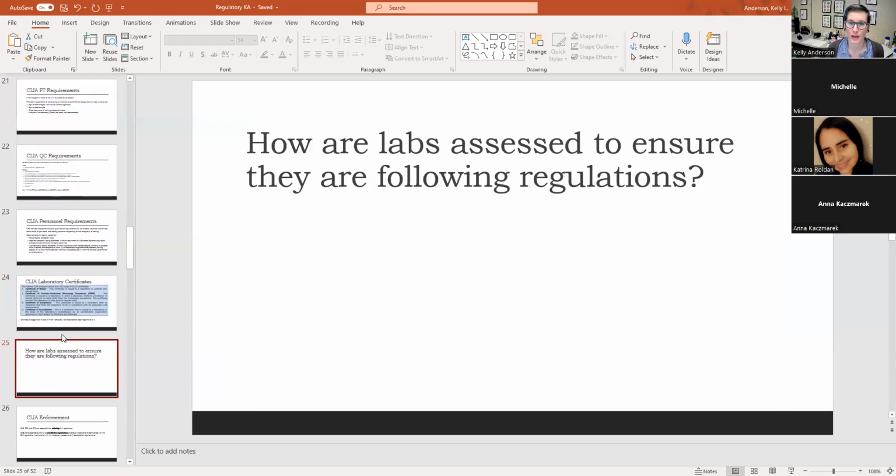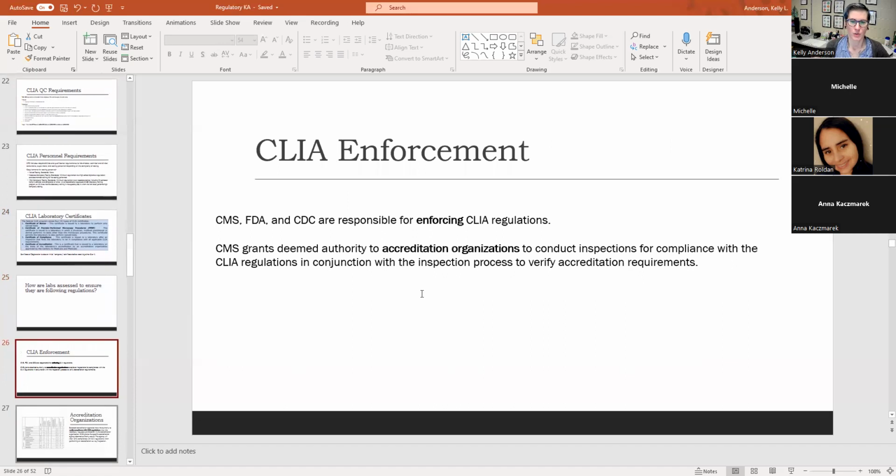Okay, so how are labs assessed to make sure that they are following the regulations that they're supposed to be following? There is CLIA enforcement. CMS, FDA, and CDC are responsible for enforcing CLIA regulations. CMS grants deemed authority to accreditation organizations to conduct inspections for compliance with the CLIA regulations in conjunction with the inspection process to verify accreditation requirements. So that's a mouthful.